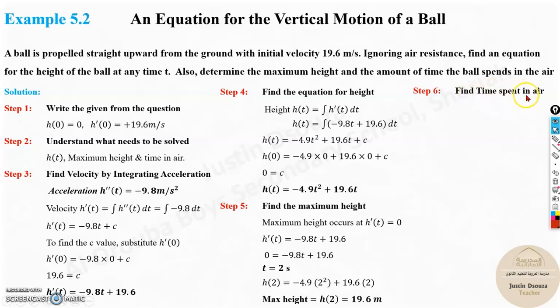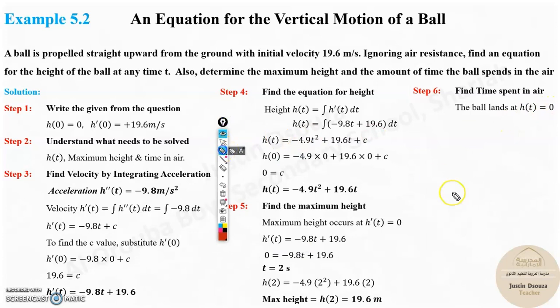So find time spent in air. How do you find it? So we need to understand, the ball lands at h of t is equal to 0, right? Always look, say if you're throwing something from the base, it goes like this, and when it falls down, it will touch over here.